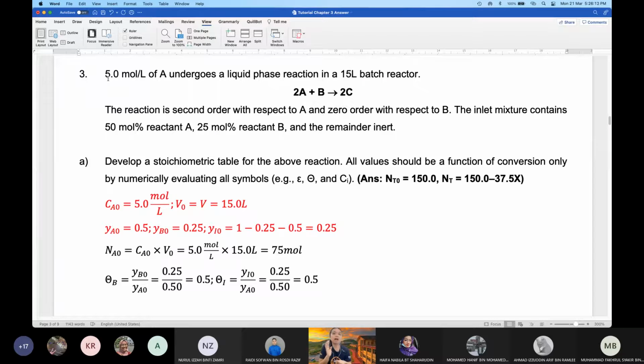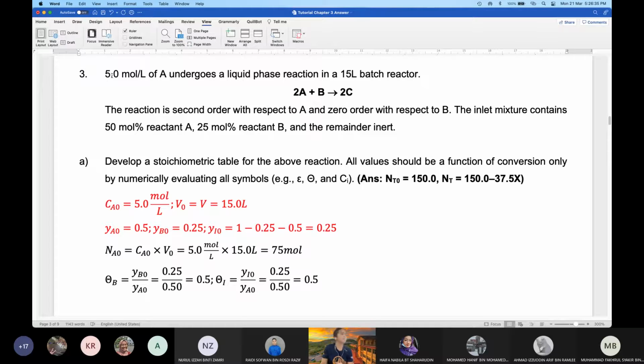Tapi concentration of A pun boleh jadi CA atau CA0. What's the difference? CA0 is concentration before reaction takes place. CA concentration when the reaction takes place. So kalau dalam kes ni kata undergoes. Maksudnya dia belum lagi menjalani tindak balas. So this is the initial concentration.